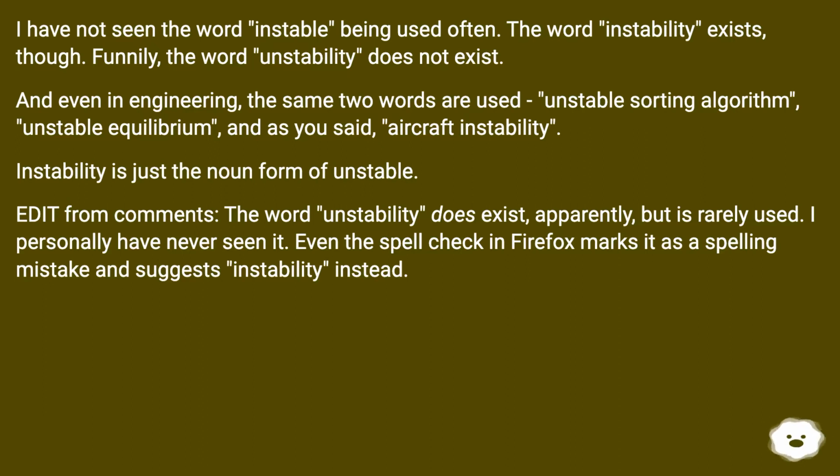Edit from comments: the word instable does exist, apparently, but is rarely used. I personally have never seen it. Even the spell check in Firefox marks it as a spelling mistake and suggests unstable instead.